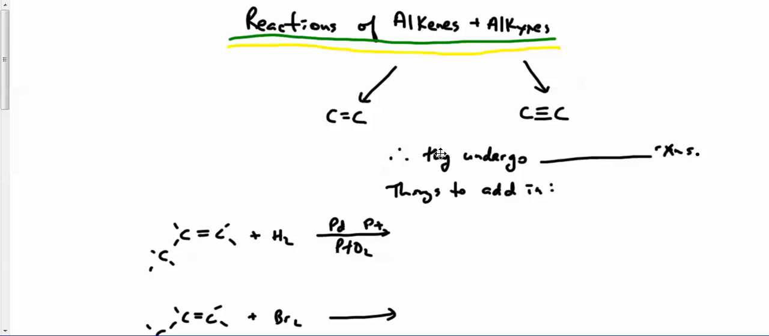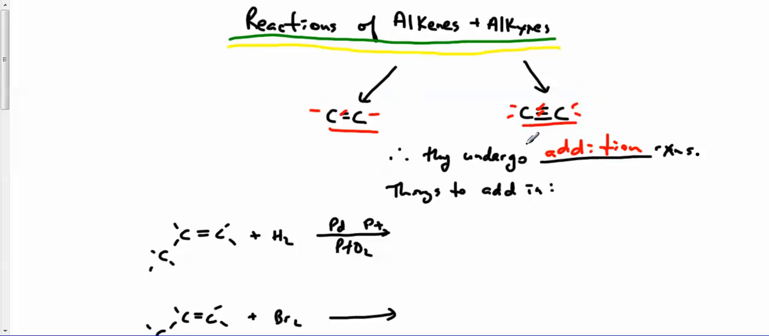Alkenes and alkynes. Alkenes contain a C double bond C, alkynes a triple bond. Anytime I have these present, these molecules can undergo addition reactions. One of those bonds can break, or two of those can break, and then other things can be added in its place.